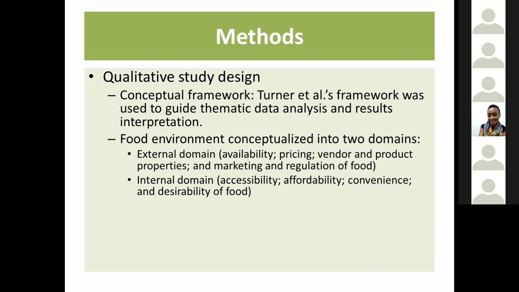So Turner's food environment framework conceptualizes the food environment into two domains. And this food environment occurs in the wider food system. The external domain deals with issues of availability, pricing, vendor and product properties, and marketing and regulation of food, while the internal domain deals with issues of accessibility, affordability, convenience, and desirability of food.